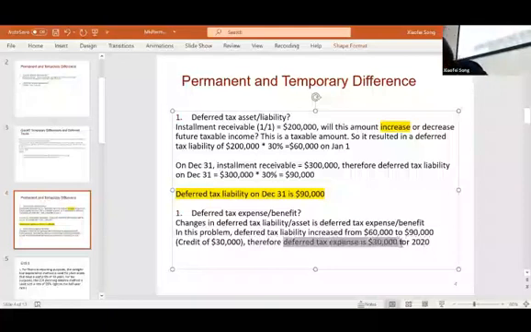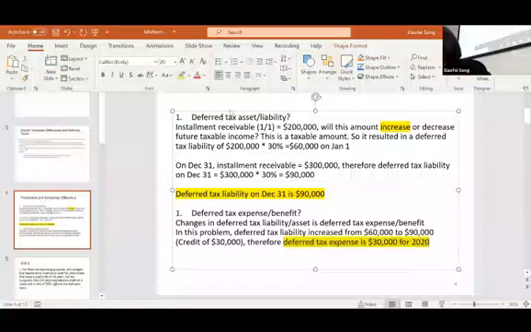So this will be the proper answer. It's deferred tax expense. The answer is not just 30,000. The answer should be deferred tax expense is 30,000. Okay, so a T account is really good to help with this, because if you have a T account, you will see.